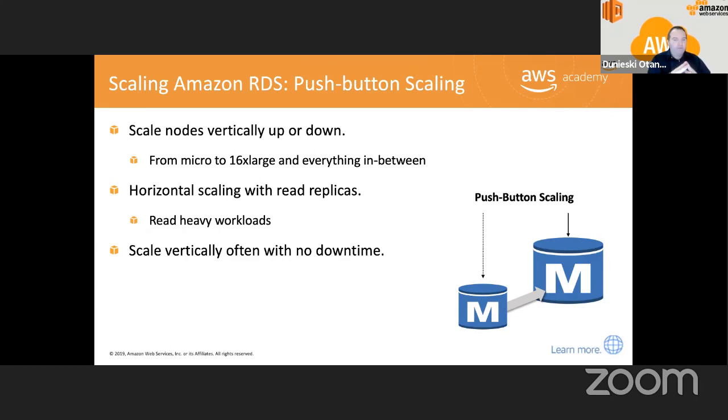Scale vertically, often with no downtime. So when you change the instance type, this is very frequently super fast. It doesn't have downtime, right? Now scaling horizontally may have some downtime because you create replicas, okay? So it may take some time to create a replica.